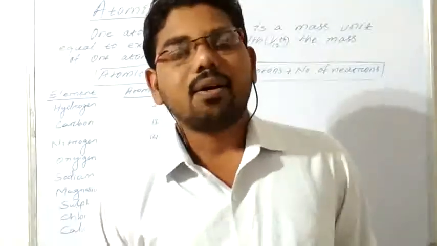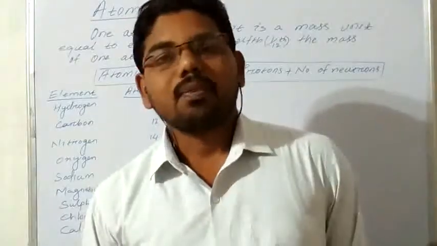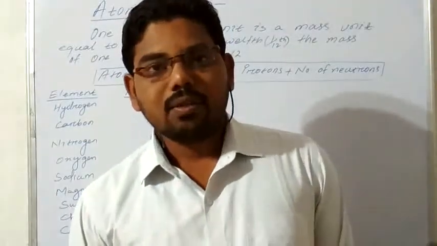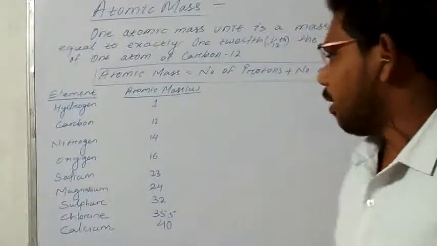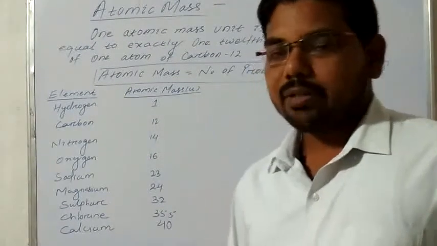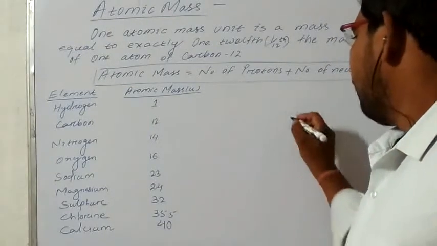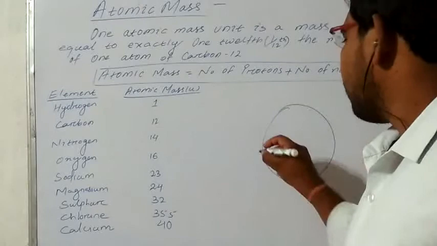Like this, all elements have fixed mass numbers. So what is mass number? The mass number mainly describes the atom. Inside the atom, mainly what are present? Electrons, protons and neutrons. In the next chapter we will discuss this.